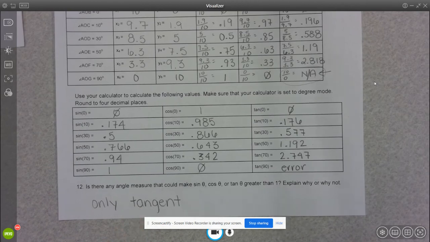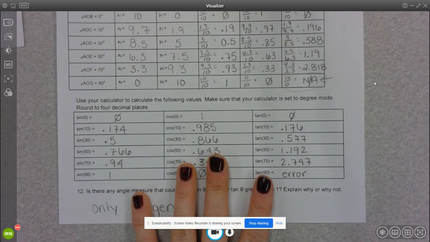With my two side lengths, my two legs that are creating sine and cosine, they always have to be less than 1. Always, always, always, always. That's a requirement for sine and cosine.